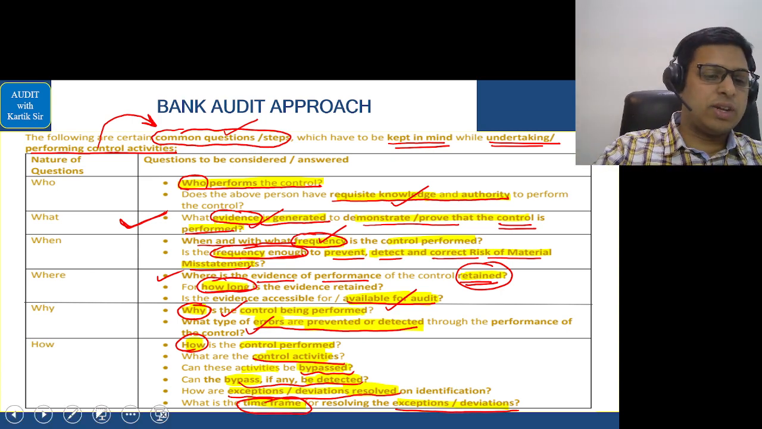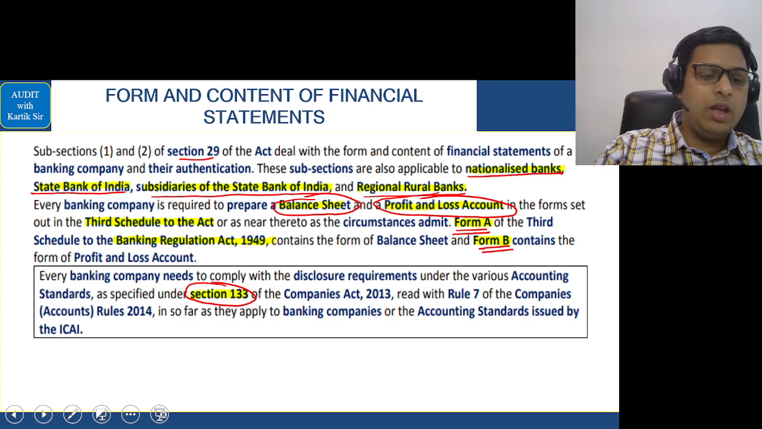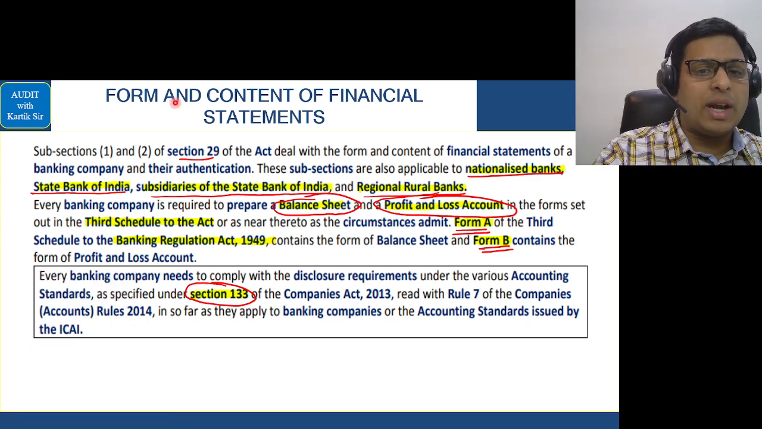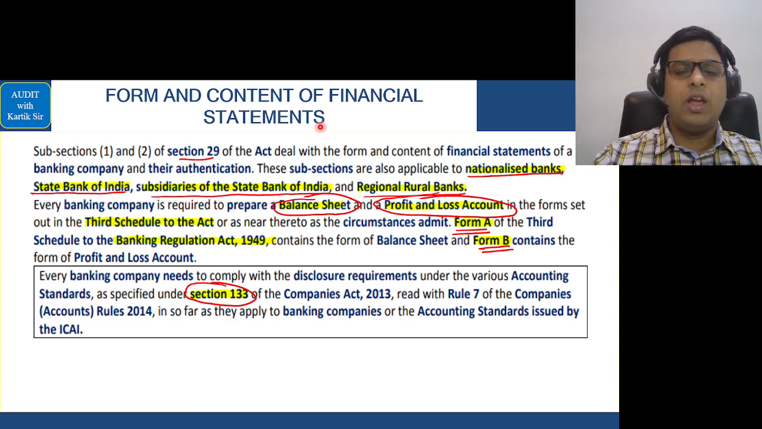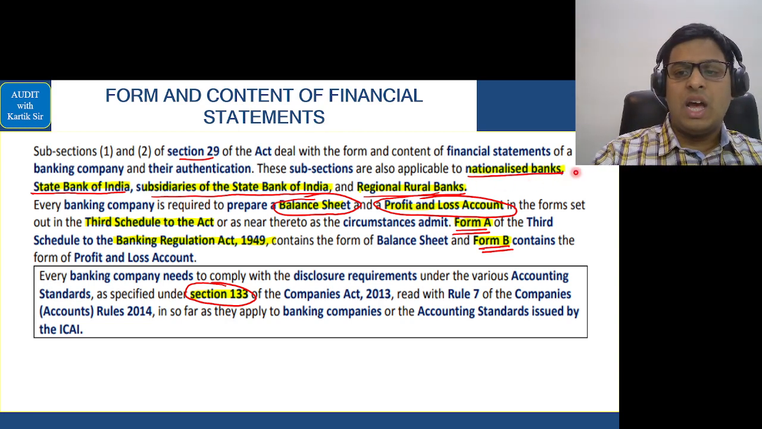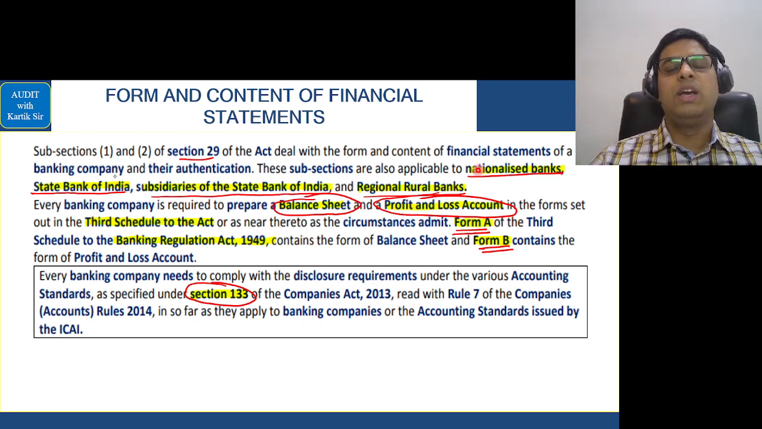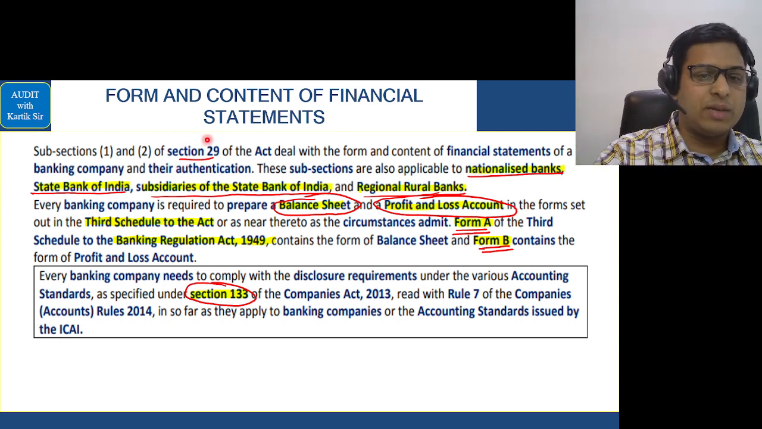Simple. Let's go further. Now we have the next area called form and content of financial statements in relation to the audit of a bank. Here you can see the nationalized banks, the State Bank of India, subsidiaries of State Bank of India, regional banks. The Banking Regulation Act in relation to making the financial statements is applicable to them, so they have to follow a section called section number 29.